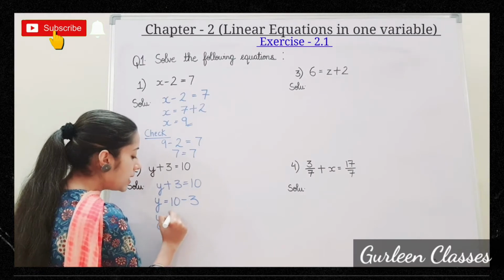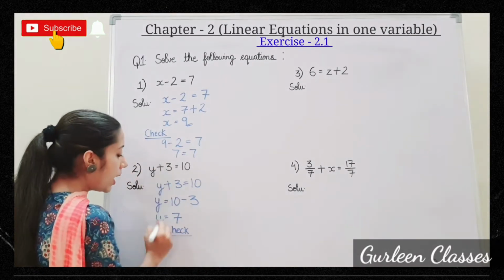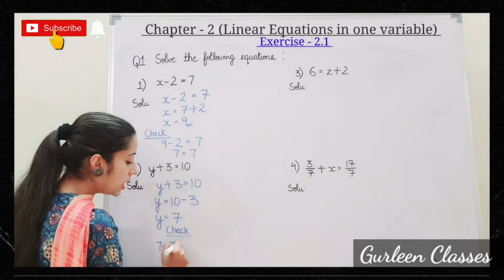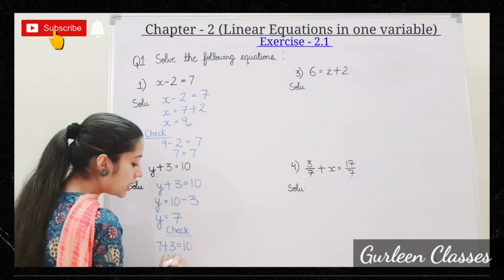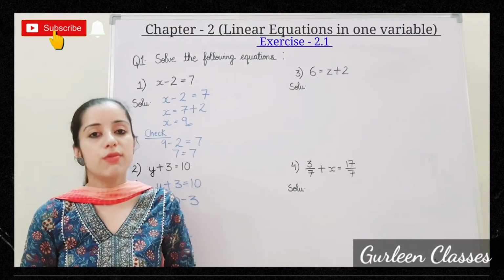Value of y is 7. So let us check by putting the value. y is 7, 7 plus 3 is equal to 10. 10 is equal to 10. LHS, RHS, both the sides are equal, hence verified.